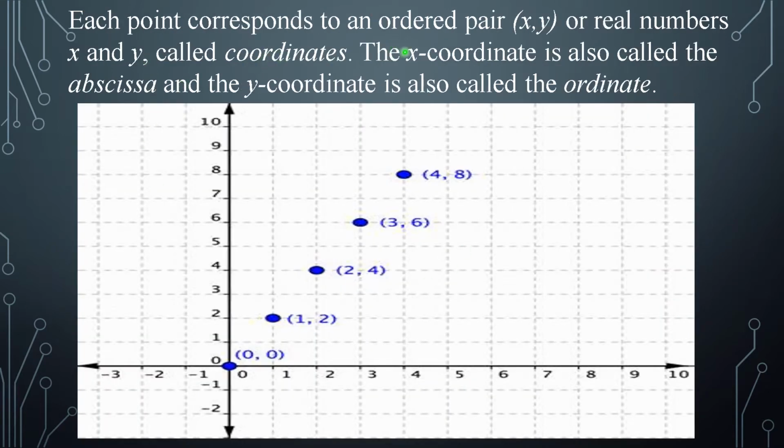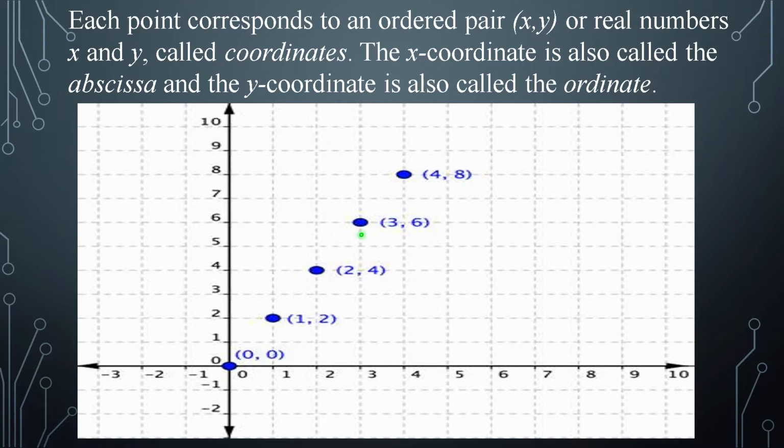Each point corresponds to an ordered pair (x, y) of real numbers x and y, called coordinates. The x-coordinate is also called the abscissa, and the y-coordinate is also called the ordinate. So, meaning to say, this point has an ordered pair of (4, 8). So, 4 is the x and 8 is the y. Or, in other words, this point has coordinates of 4 and 8. 4 is the x-coordinate and 8 is the y-coordinate. 4 is the abscissa, 8 is the ordinate.